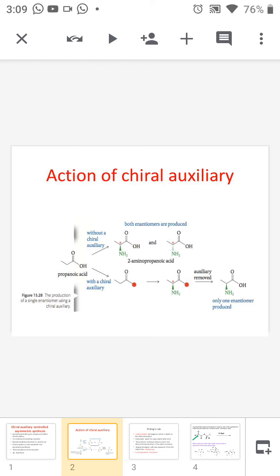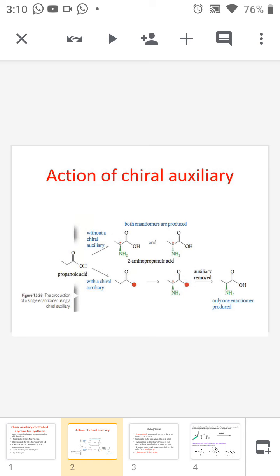Now, this is the schematic representation of the action of the chiral auxiliary. Here, we are using propionic acid as the starting material. We know that there is no chiral center present in the starting material, and we are connecting the starting material with a chiral auxiliary, shown by the red ball. After the chemical reaction, we can see that an asymmetric chiral center is generated, and the chiral auxiliary is removed, and the starting material is regenerated.